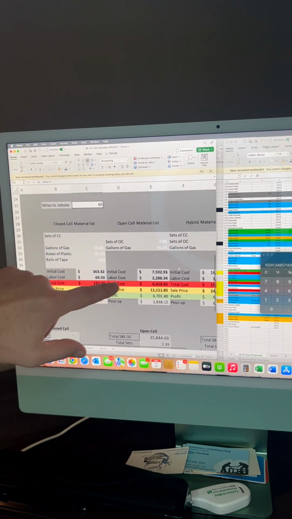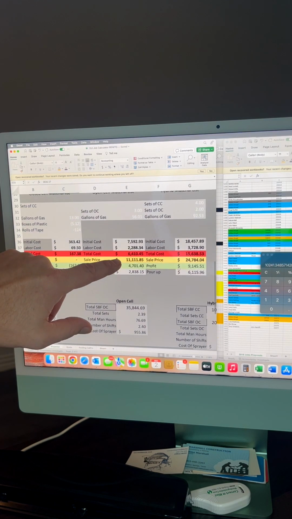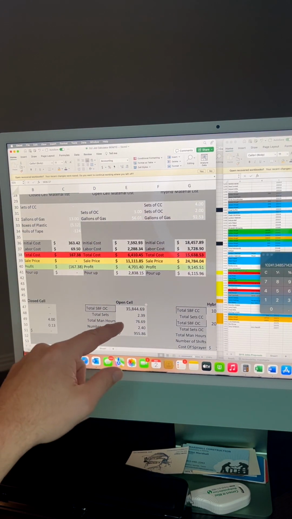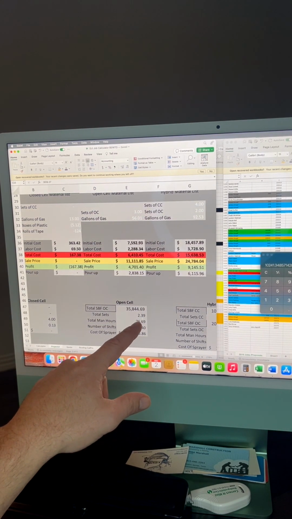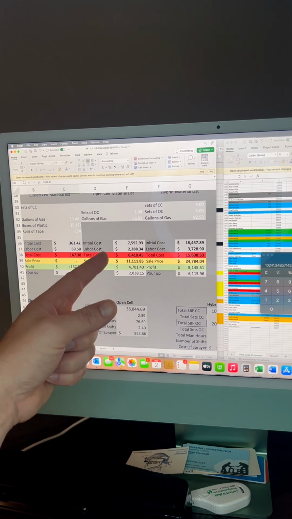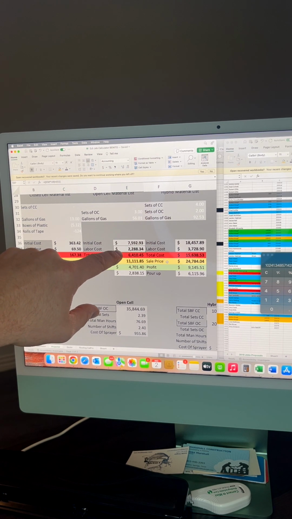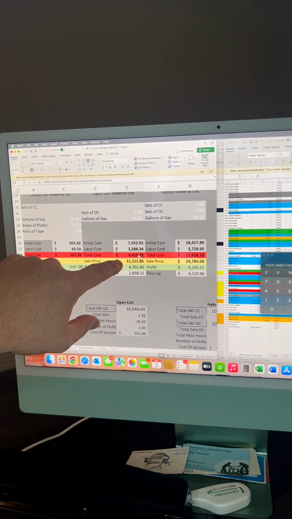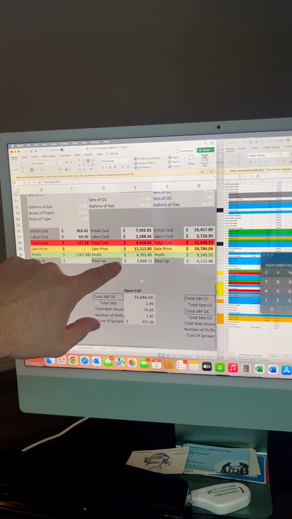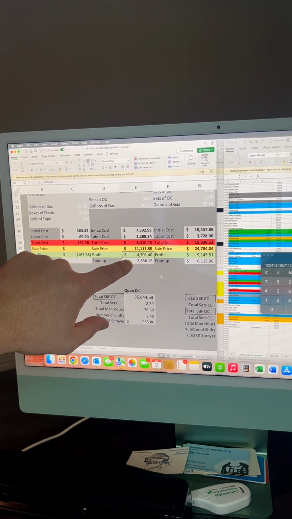Okay, so right here is the open cell. If I bid this job, it's saying a total of 2.39 sets to get this number, and we're going to spend initially $7,500. Our labor cost should be about $2,200. Our total cost of the project should be $6,400. Our sales price is currently $11,000. So we should profit $4,700.